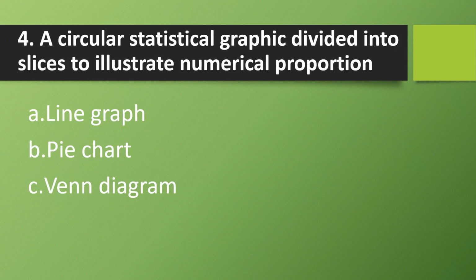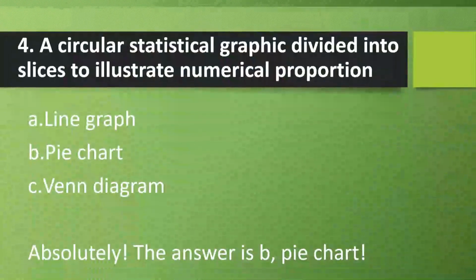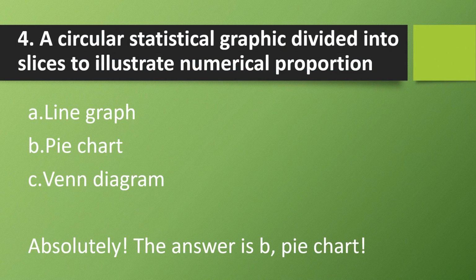Number 4. A circular statistical graphic divided into slices to illustrate numerical proportion. A, line graph, B, pie chart, or C, Venn diagram. What's your answer for number 4? Absolutely, the answer is B, pie chart.